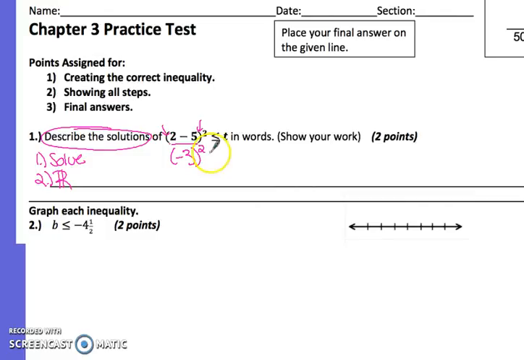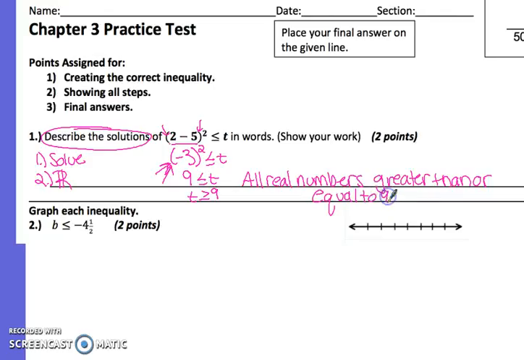Negative 3 quantity squared is less than or equal to t. Negative 3 times negative 3 is positive 9, which is less than or equal to t, which means that t is greater than or equal to 9. You must have it in parentheses, otherwise it would be a negative 9. So then the answer to the question is all real numbers greater than or equal to 9.